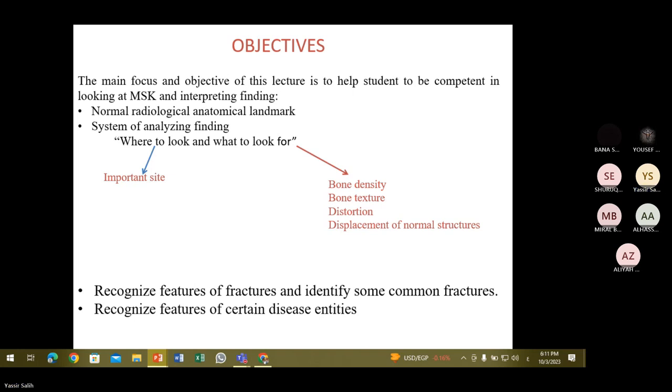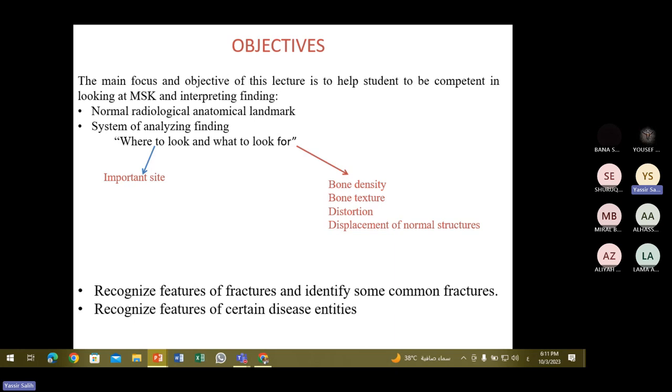Where is this lesion? And also, you have to know the normal bone density. If there is any lesion, is it an increase or a decrease in bone density? Is this lesion more than the normal bone density or less? And also, you have to know the texture of this lesion.